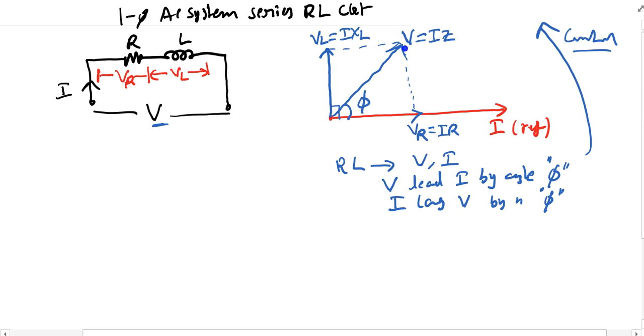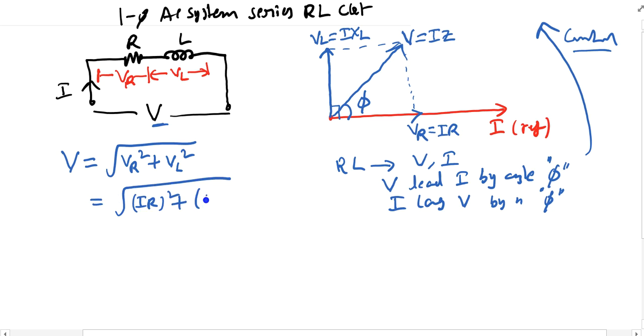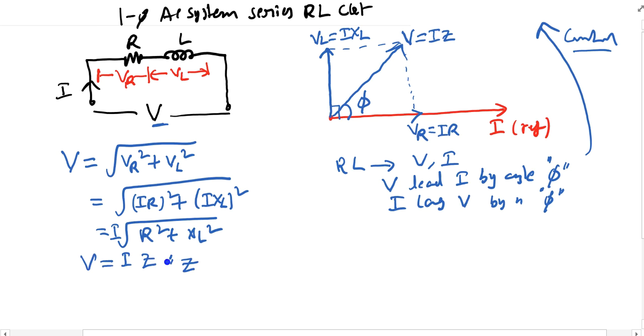If you take this vectorial form and want to find V, I can write V squared is VR squared plus VL squared, simply the sum of the squares of the two vectors. So V squared is (IR) squared plus (I XL) squared. If I take I outside, it is I squared times (R squared plus XL squared), so V is I into Z, where Z is the square root of R squared plus XL squared, and it is called the impedance of the circuit.